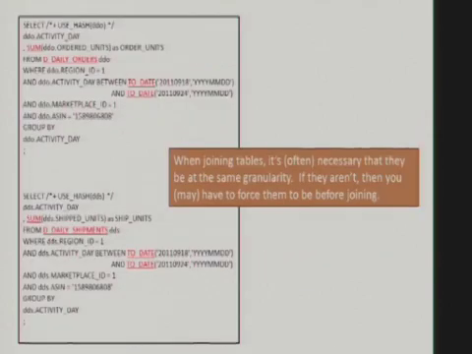All right. So coming back to this question of how we get the shipment units and the order units aligned so we're not overcounting them. We basically need to get the results at the same granularity before we join them.